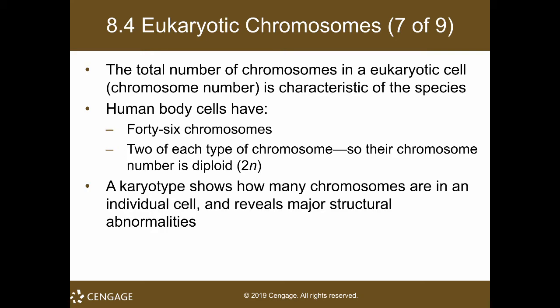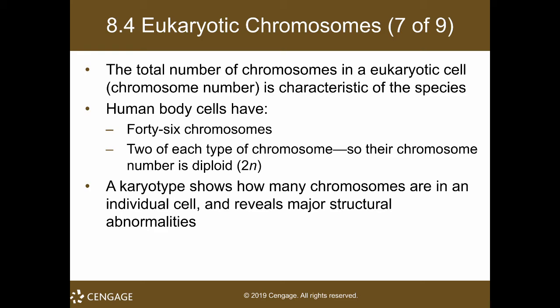The total number of chromosomes in a eukaryotic cell, the chromosome number, is characteristic of the species. For humans we have 46 chromosomes, or 23 pairs. We have two of each type. Our chromosomes occur in pairs, so we have what you call a diploid number of chromosomes.